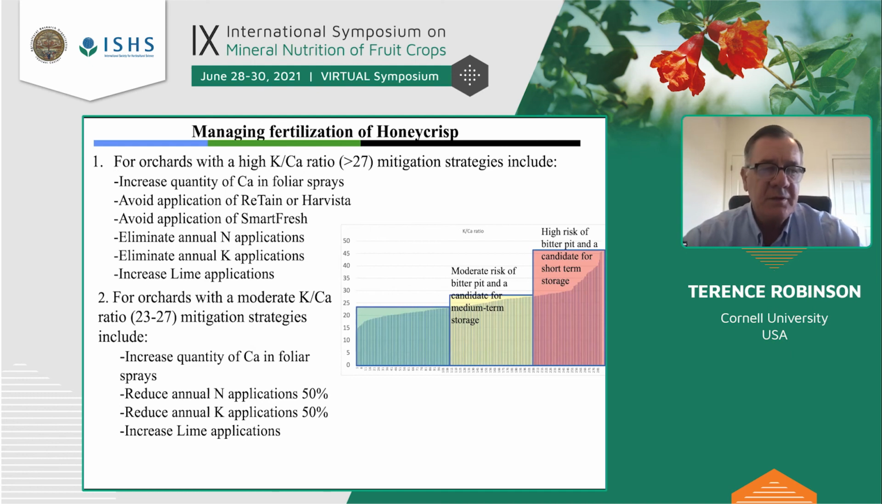In terms of fertilization, we would completely eliminate nitrogen applications for blocks that have high potassium to calcium ratios, completely eliminate potassium applications, and increase calcium applications to the soil through lime. Now, for orchards that are more moderate in their potassium to calcium ratio, we would do some similar things, but simply reduce nitrogen by 50% and potassium by 50% and increase the quantity of calcium in the foliar spray program.